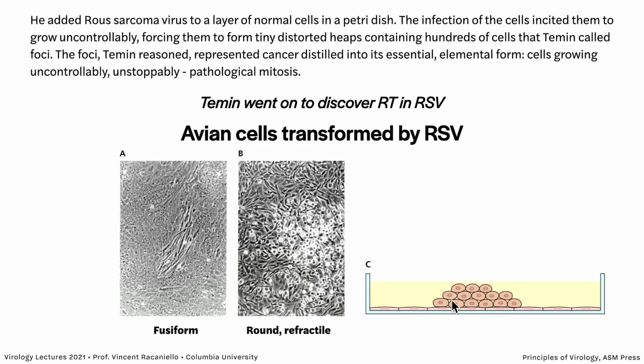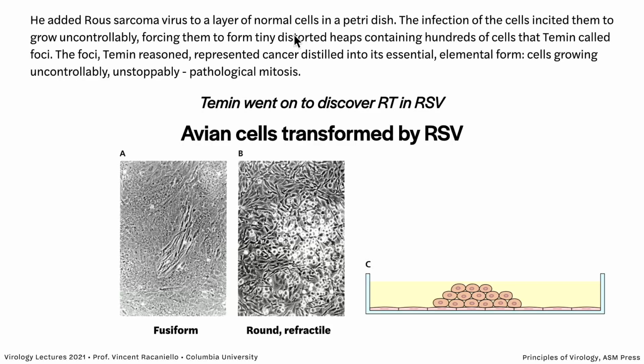And see, piles of cells, they're transformed, piling up on top of each other. It's the property I described to you before, but the first time it's being seen now after virus infection. The foci, Temin reasoned, represented cancer distilled into its essential elemental form, cells growing uncontrollably, pathological mitosis. Yeah, he got it. He understood this was a precursor to cancer.